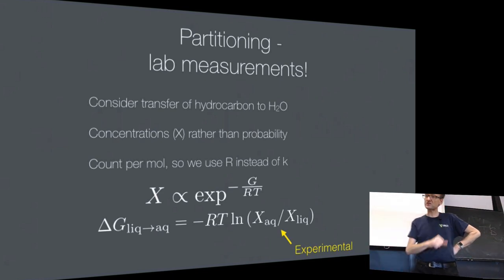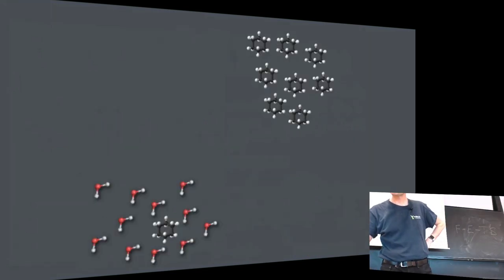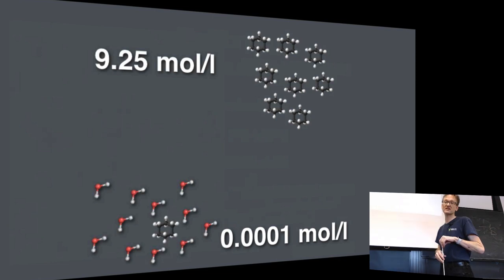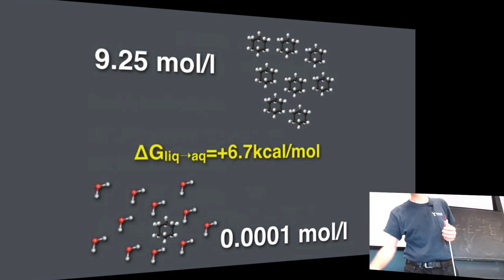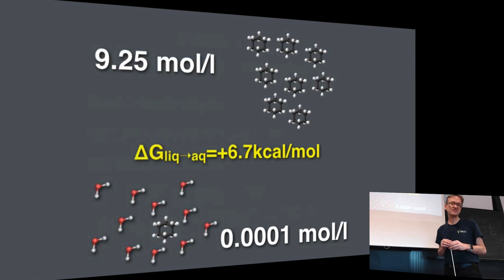And that enables us to do a couple of fun things here. We can, for instance, say concentration of cyclohexane is roughly 10 moles per liter or molar, while if we put it in water, it's 10 to the minus 4. And you can show that that corresponds to a free energy difference of roughly 7 kcals per mole.